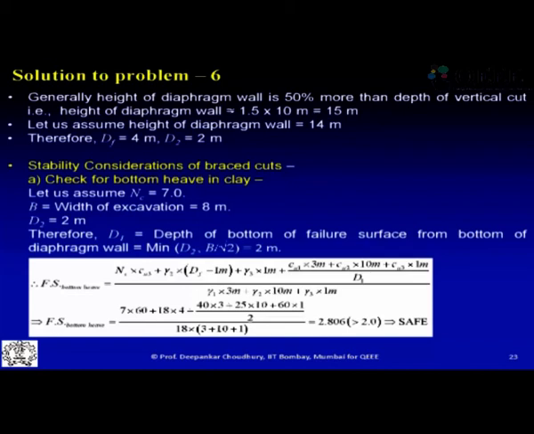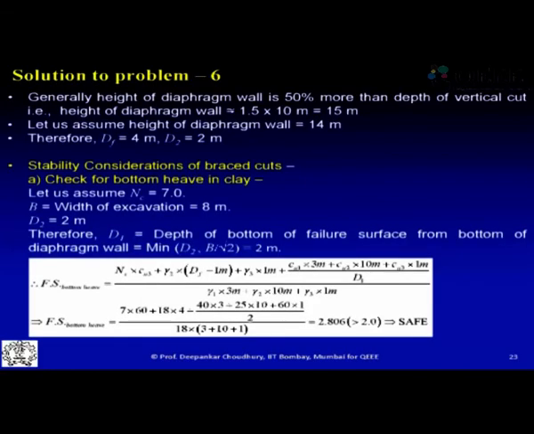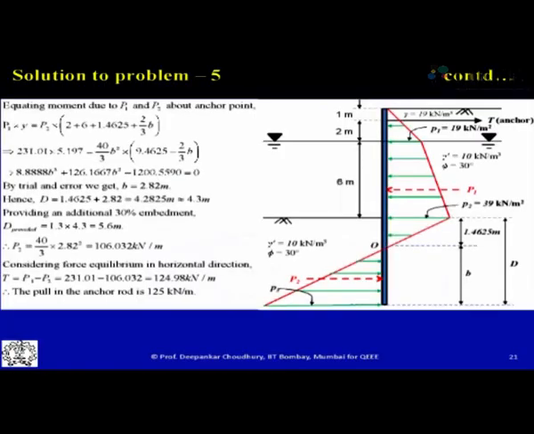So in this problem you can see typically how we start with solving such a problem. We generally take whatever is the depth of your excavation, that is 10 meter here, H, we take another 50% extra as the embedment, and that's why with that 50% extra you can see over here this is about 15 meter it comes. So as a first assumption, let us say 14 meter is the total depth or total length of the diaphragm wall.